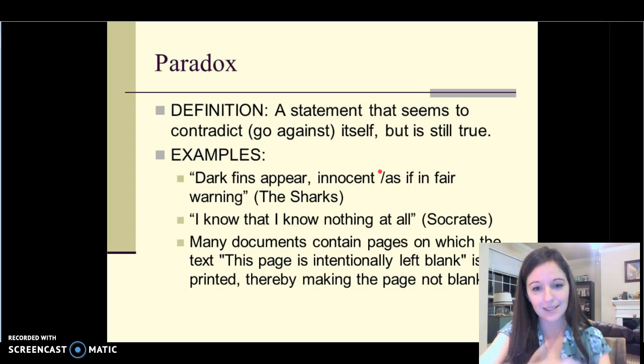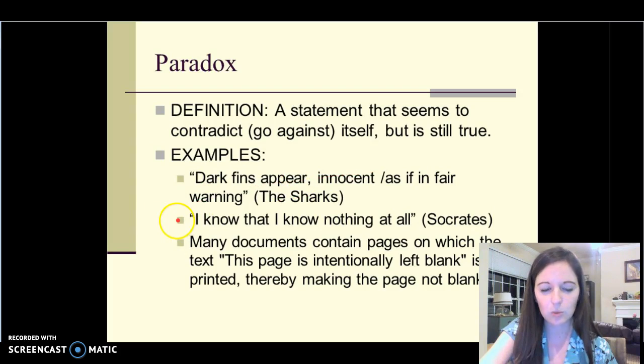So let's take a look at this example. I like this one. "I know that I know nothing at all." So this seems contradictory. So this person, Socrates, he knows something. But then he says he knows nothing. That doesn't seem possible, but actually, it is very true.